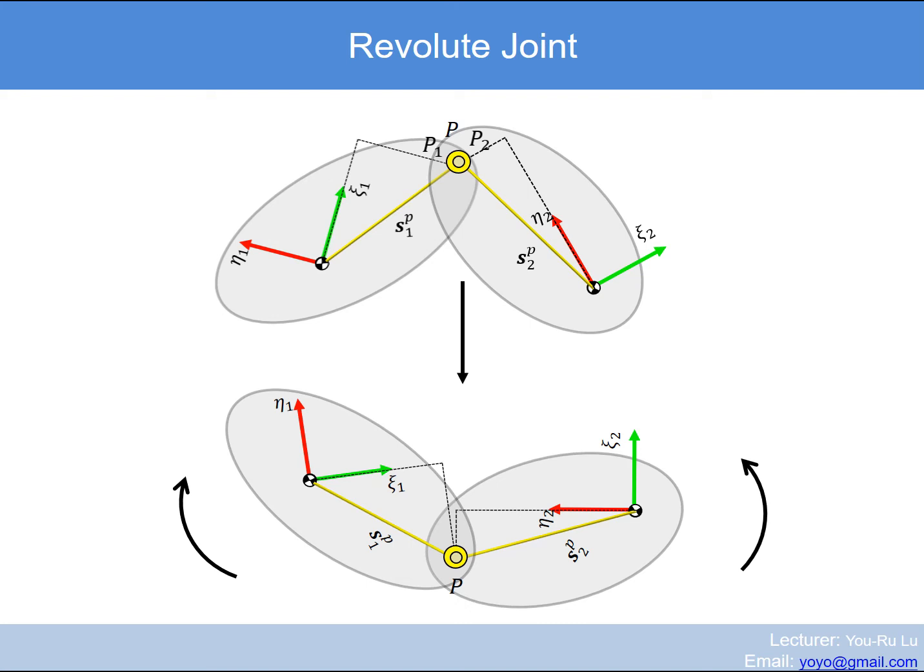rotate. Also, since P1 and P2 are fixed points on rigid body 1 and 2 respectively, their local position vectors S1P and S2P will never change. Therefore, we can use coordinate transformation to obtain their position.